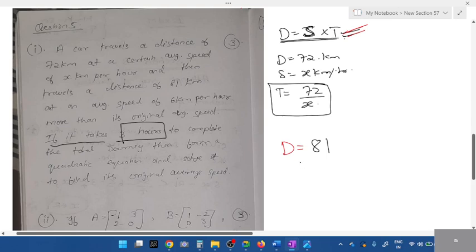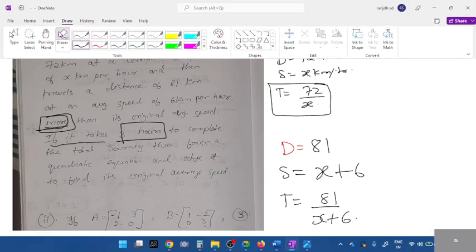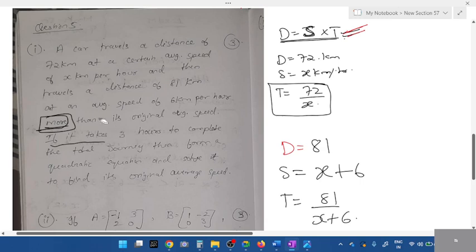Otherwise you have to take 72. Here it is changed, at an average speed of 6 kilometers more than its original speed. The actual speed was x, so 6 kilometers more is x plus 6. The time is equal to 81 divided by x plus 6. Till here is it clear? Did all of you understand how to write the statement?